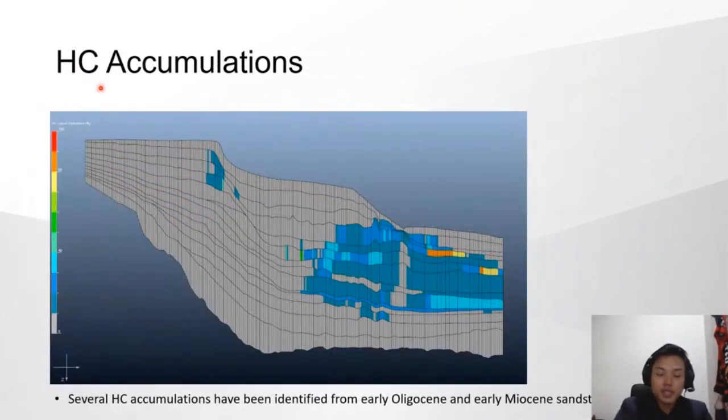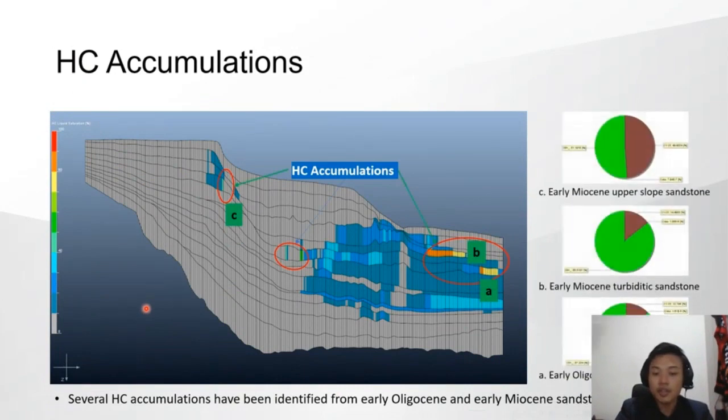For the visualization process, we take the hydrocarbon liquid saturation model to delineate the hydrocarbon accumulation. From this model, several hydrocarbon accumulations have been identified from early Oligocene and early Miocene sandstones, marked by A, B, and C plots. For A plot, it is identified as early Oligocene turbidite sandstone that has a total mean mass around 12% of gas, and the rest is hydrocarbon liquid.